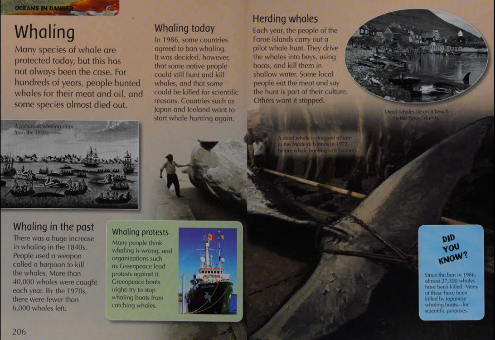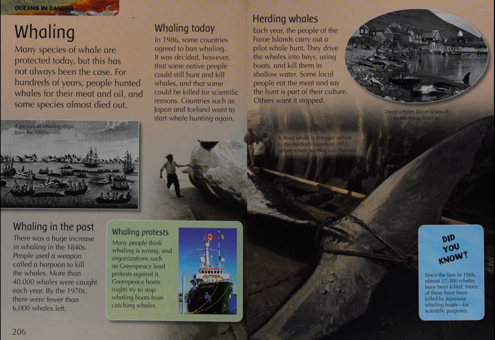Whaling. Many species of whale are protected today, but this has not always been the case. For hundreds of years, people hunted whales for their meat and oil, and some species almost died out. Whaling today. In 1986, some countries agreed to ban whaling. It was decided, however, that some native people could still hunt and kill whales, and that some could be killed for scientific reasons. Countries such as Japan and Iceland want to start whale hunting again. A dead whale is dragged ashore in the Madeira Islands in 1972, before whale hunting was banned.